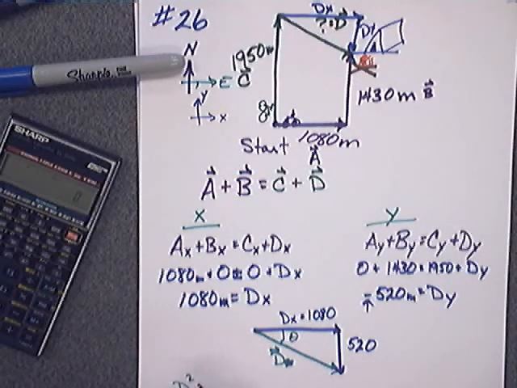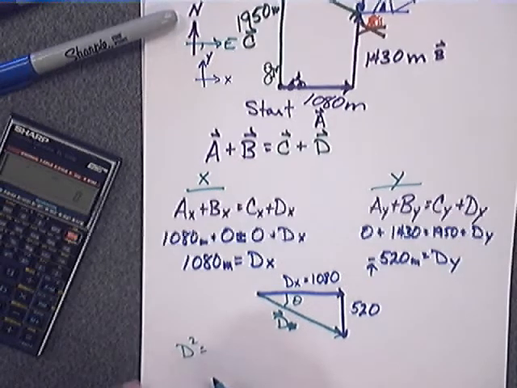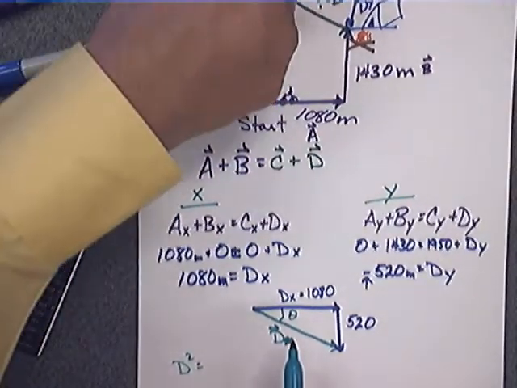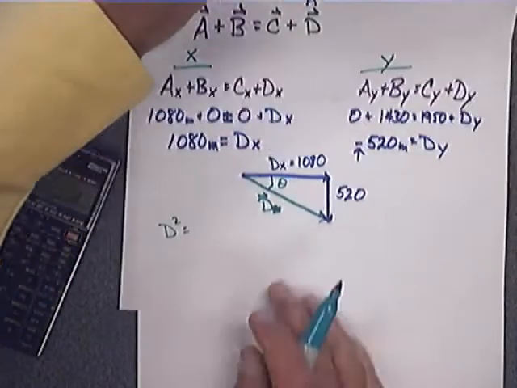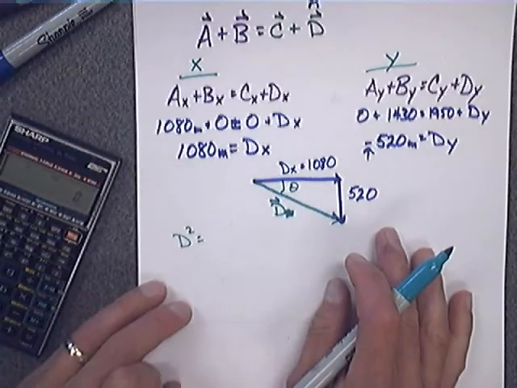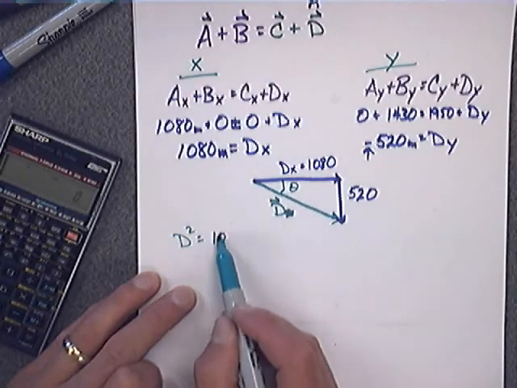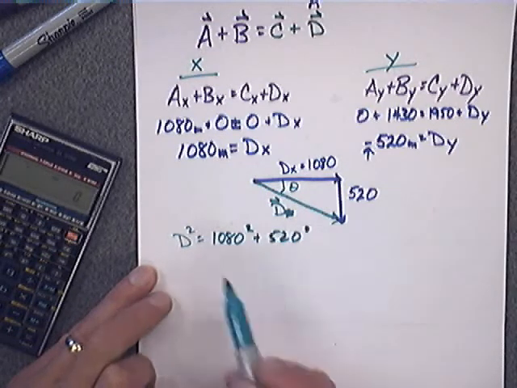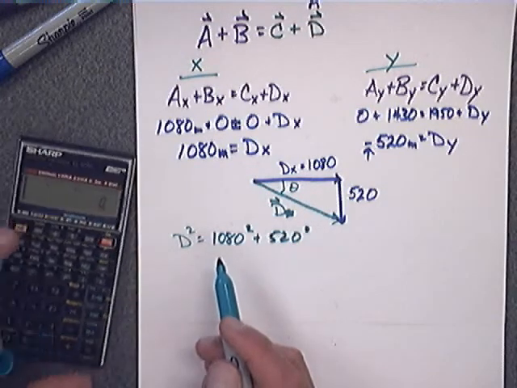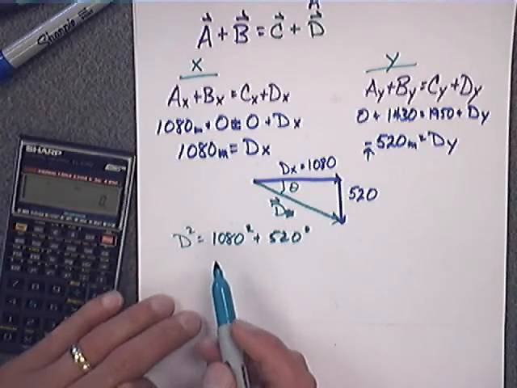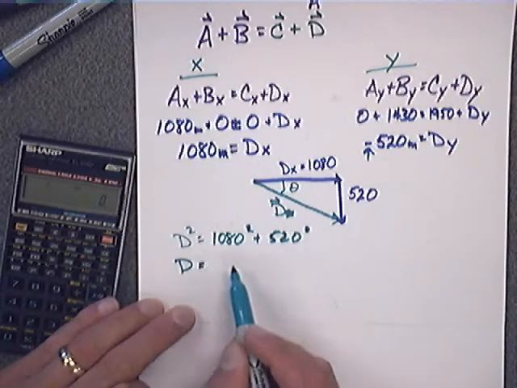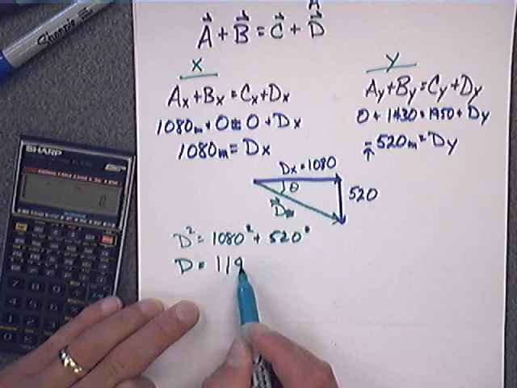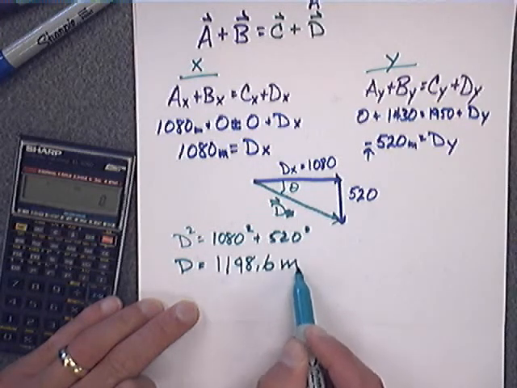So d squared equals, oops, came off the screen there for a second. D squared is 1080 squared plus 520 squared. Do some math. So D equals 1,198.6 meters.